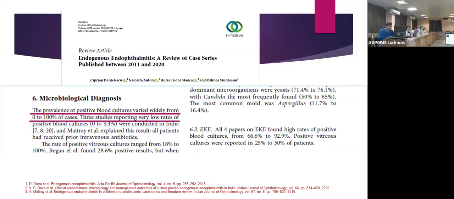These are the Indian publications, and you can read all the studies report a very low rate of positive blood cultures in endogenous endophthalmitis. It is from 0 to 100%. Okay. And one explanation given is that all patients receive prior intravenous antibiotics as prophylaxis. Antifungals and antibiotics are given as prophylaxis in almost all the hematological patients. You know, you are the person who institutes these treatments.